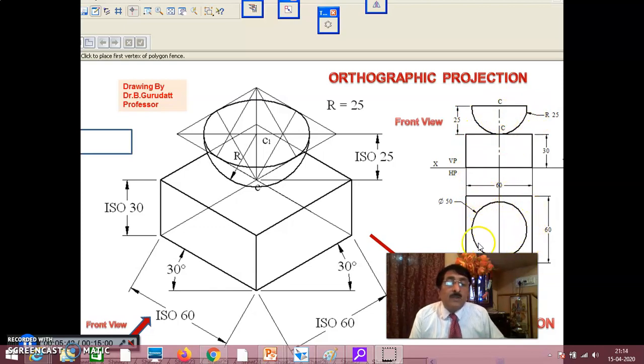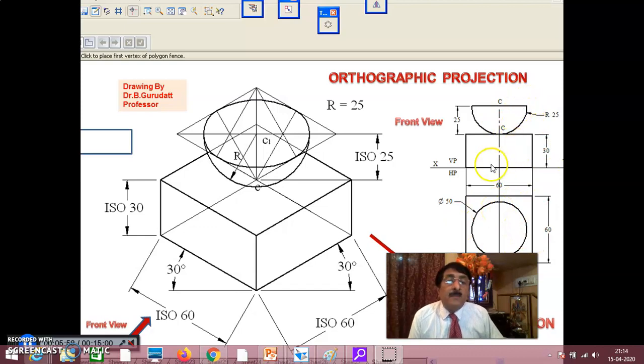Once it is a circle of diameter 50 in the top view, and a semicircle in the front view, it is a hemisphere. If it is a circle in the front view and a circle in the top view, it means it is a complete sphere only.